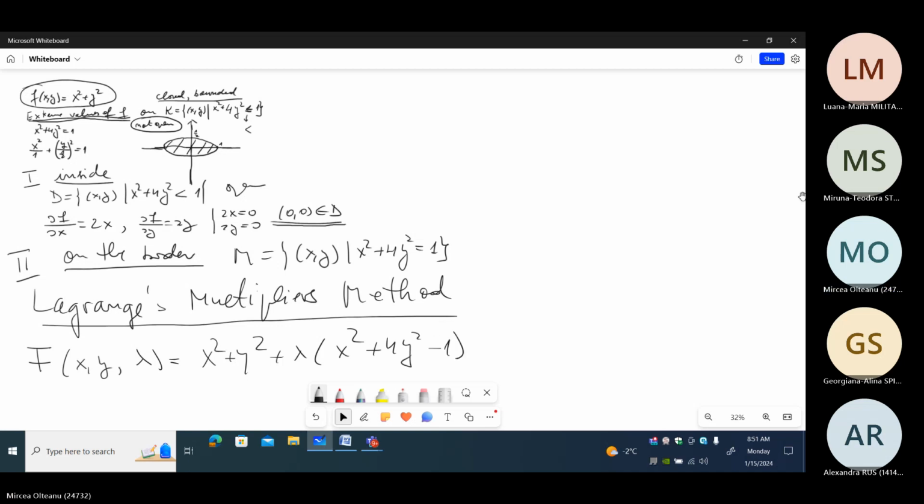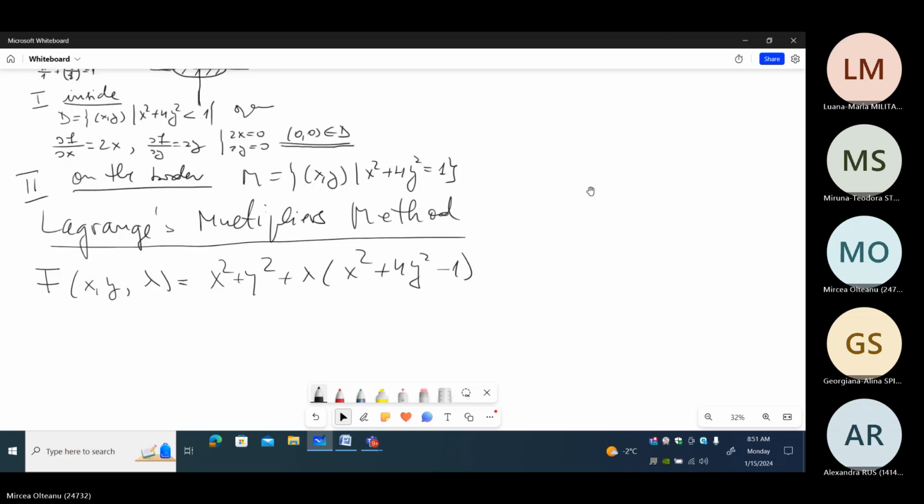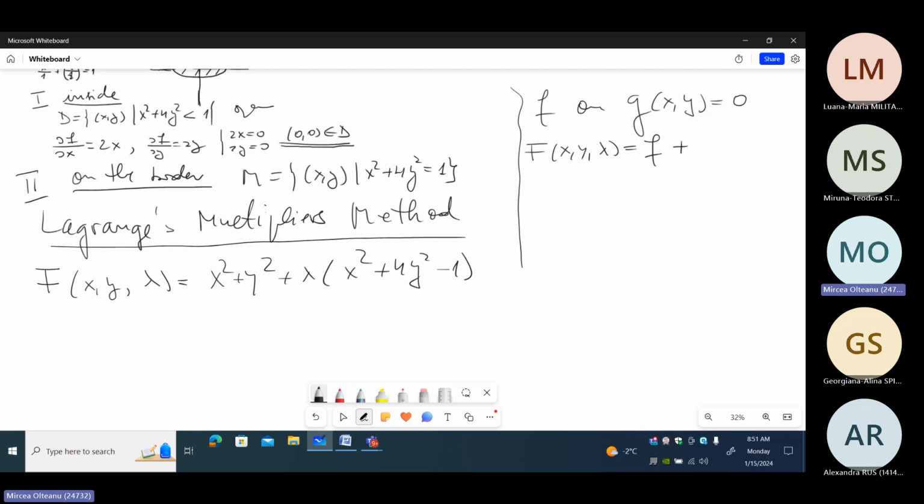Okay. So here, where it comes from, the theory says if you want to find the local extrema of the function f on the set given by the condition g of x, y equals 0, you must consider the function of three variables, F of x, y, and lambda, given by f plus lambda g. So you must write the condition x squared plus 4y squared equals 1 as x squared plus 4y squared minus 1 equals 0. And this is g from the theory.